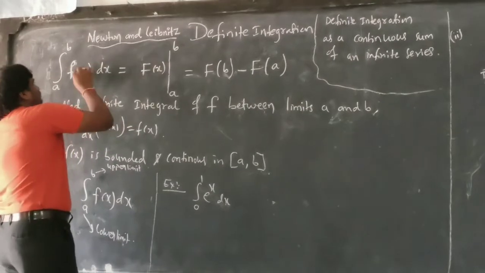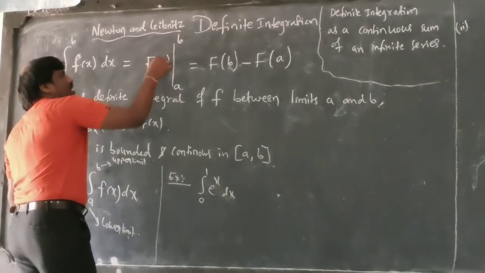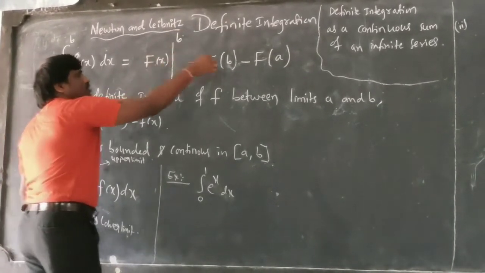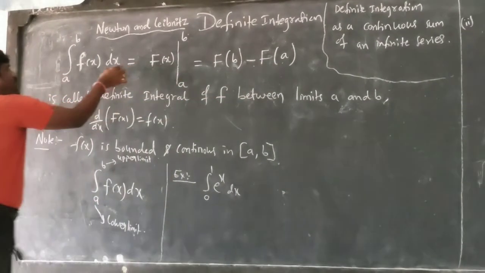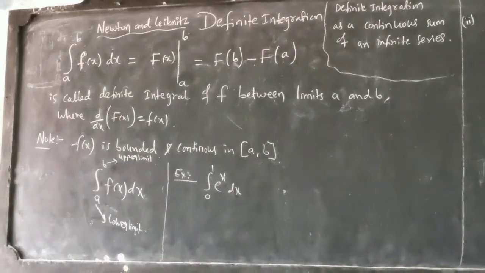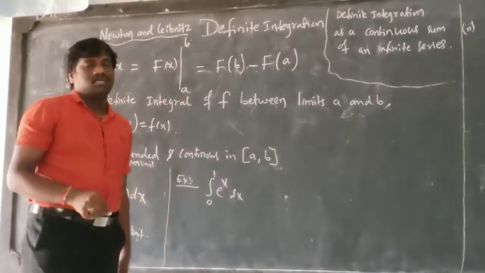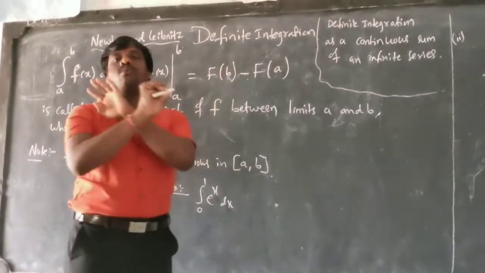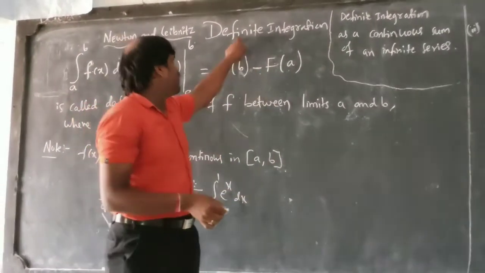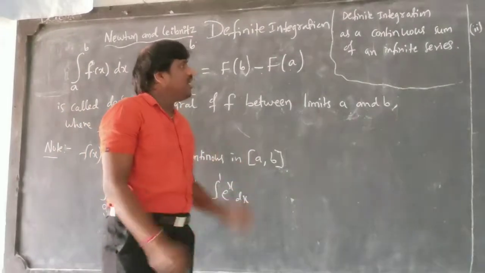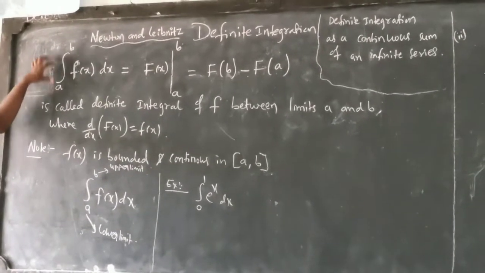After finding the integration of this part, we will substitute the limits. First we substitute b, so F of b, minus, then we substitute a, F of a. This is what we call definite integration. In indefinite integration we used to get plus c, but in definite integration there is no plus c, because we have fixed these intervals. We are asked to find the integration in these intervals.